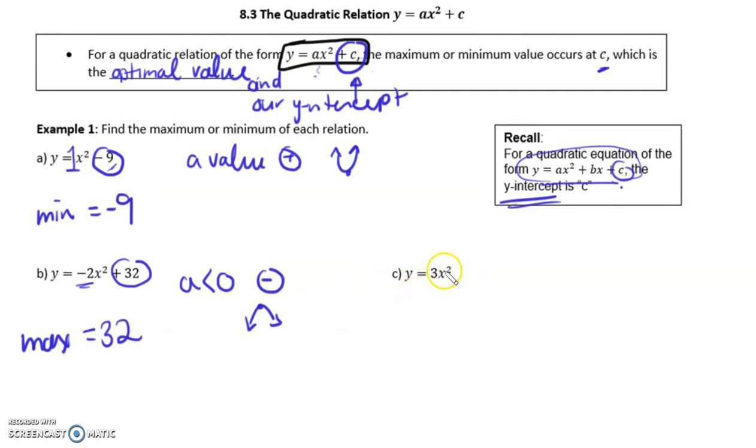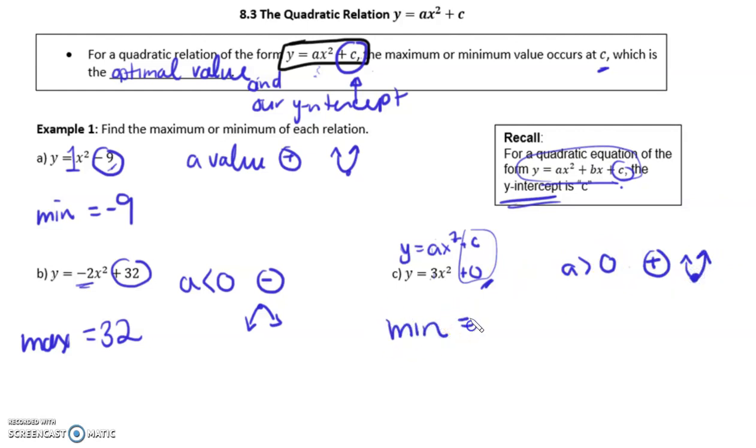Okay, and y equals 3x squared. So here's the thing. Our original here is y equals ax squared plus c. So we have 3 as a, and then we have our x squared. But here's the issue. It's plus c, right? So it would technically be plus 0. Our a value is greater than 0, so it's positive, so it opens up. So we're going to have a min of 0. That number right there.